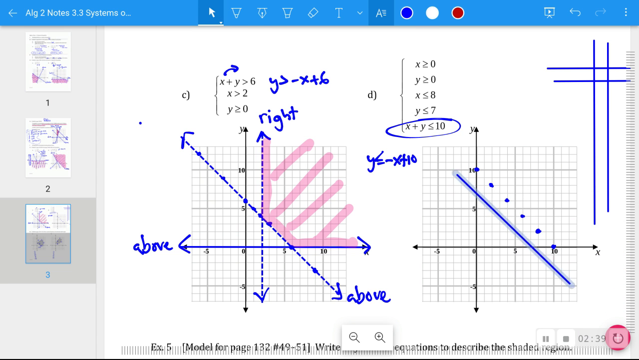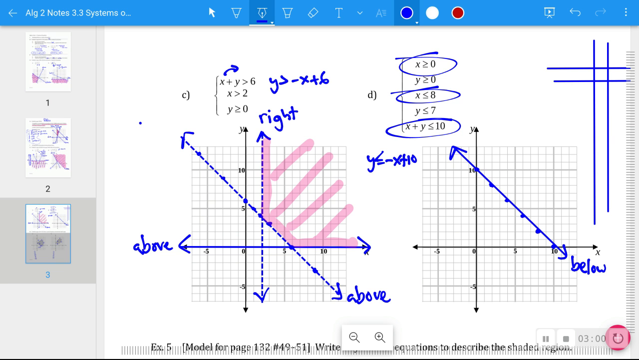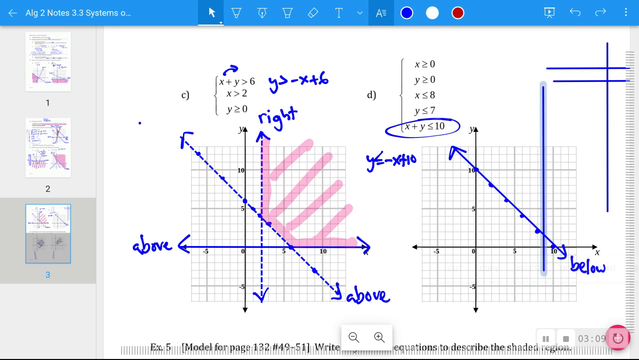So let me bring that over and put it in place. And it says less than or equal to that, so we need to be below that line. Okay, anything below that line would satisfy that equation. Okay, I'm going to do these two vertical lines first. X is less than or equal to 8 and greater than or equal to 0, which tells me I have to be to the right of that axis.